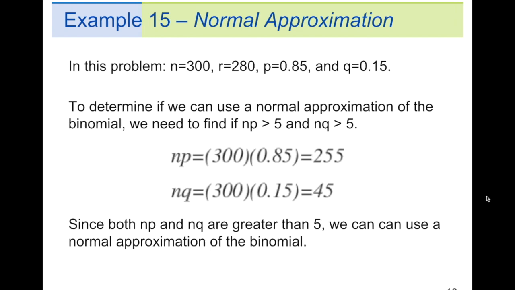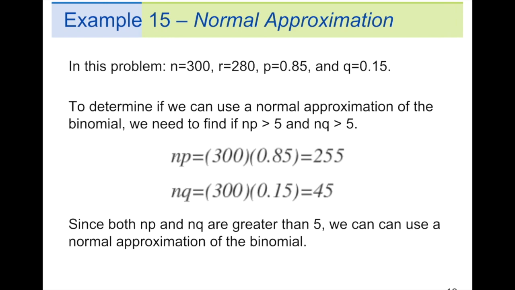In this problem, n equals 300, r equals 280, p equals 0.85, and q equals 0.15. We're back to the original problem that we were working with. So 300 people, and we're looking for greater than 280 successes with a probability of 0.85 for a success and a probability of 0.15 for a failure.